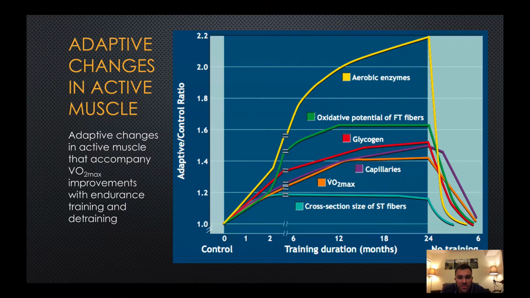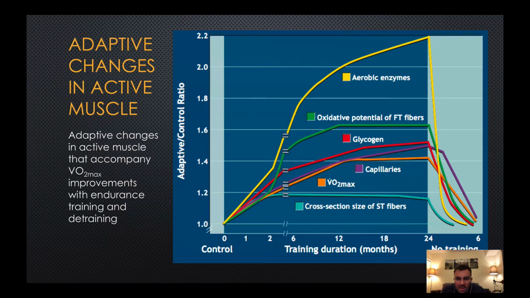There are also changes in the muscle: cross-sectional size of the slow twitch, increases in capillary density, increases in muscle glycogen, oxidative potential of fast twitch fibers, and great increase in aerobic enzymes. As we train, as you can see, up to 2 years, we're seeing increases as we go. Cross-sectional size, at some point, those muscle fibers are going to peak. They're not going to keep growing and growing and growing. They'll hit a stopping point.